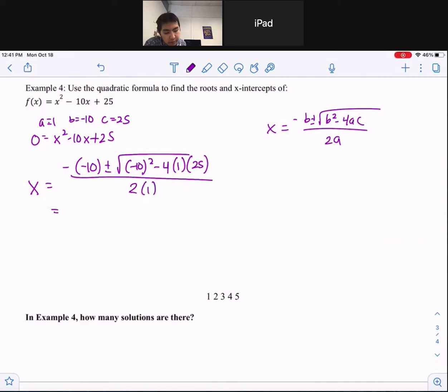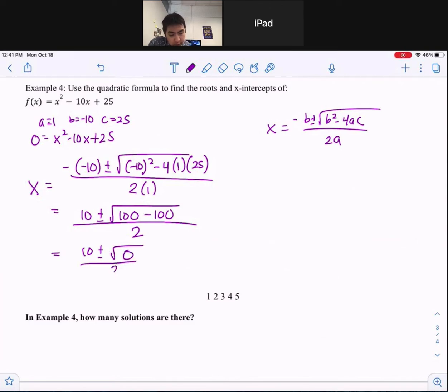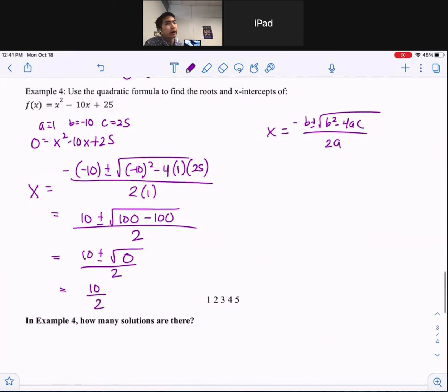Negative of negative 10 is positive 10, plus or minus the square root of negative 10 squared, which is 100. 4 times 1 times 25, that's minus 100, all over 2. 10 plus or minus the square root of 100 minus 100, which is 0. But the square root of 0 is 0, so 10 all over 2. 10 plus and minus 0 is just nothing. What's 10 plus 0? Just a 10. And we're going to get 5 as our final answer.